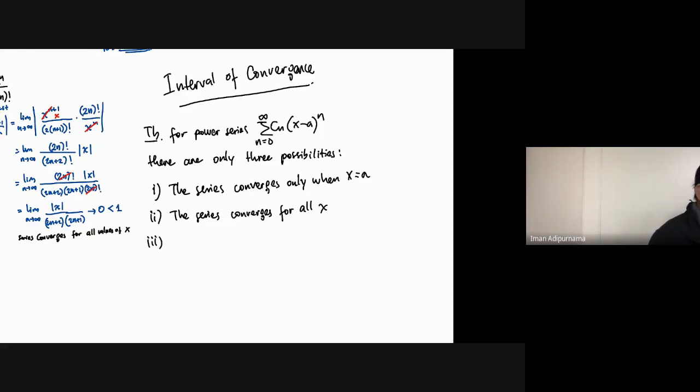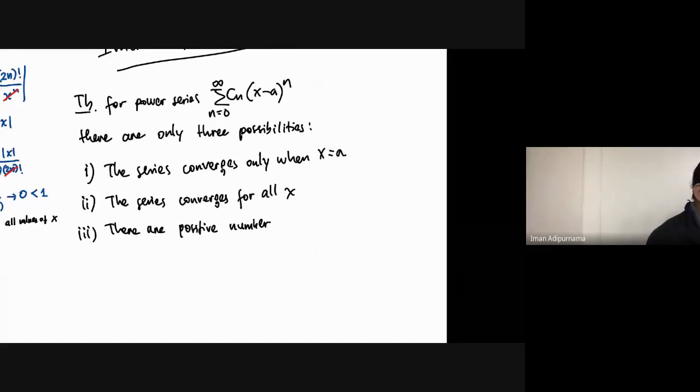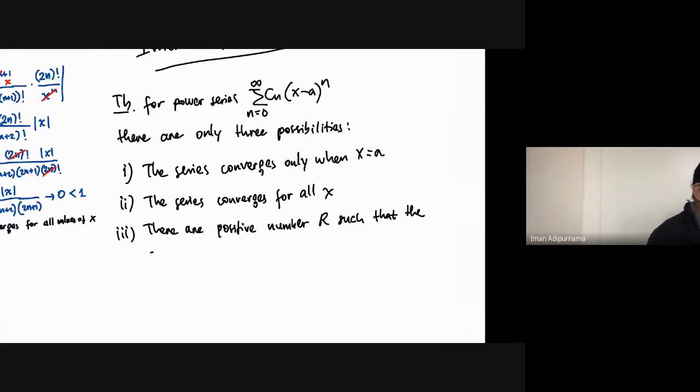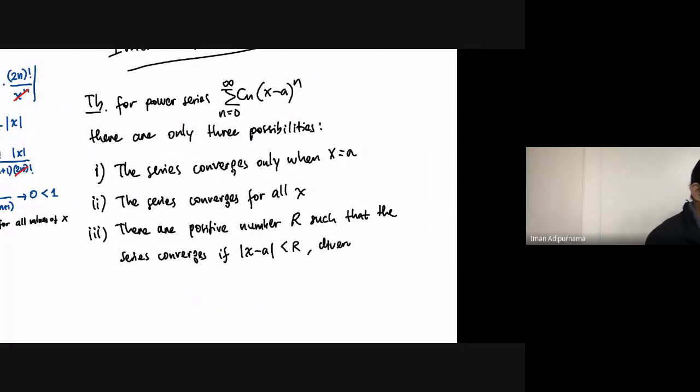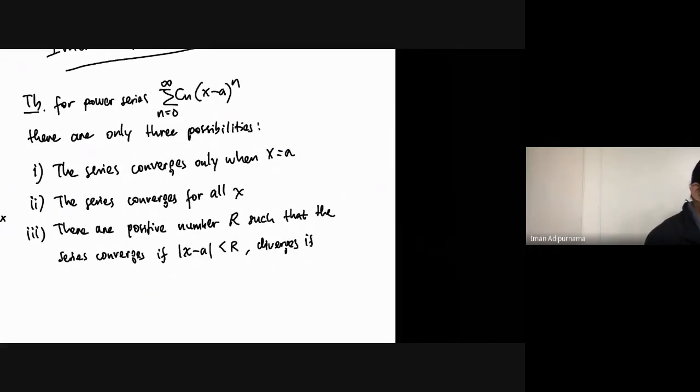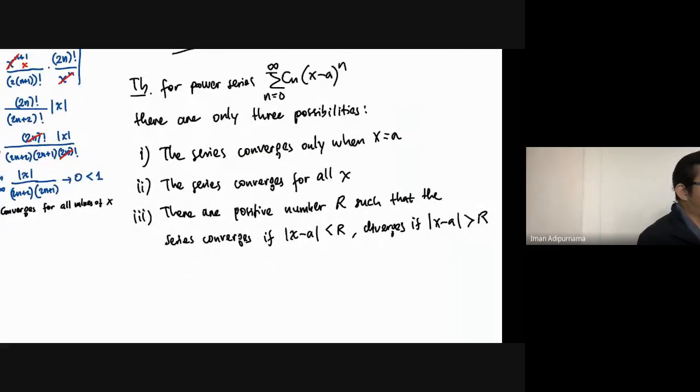And the third one, there is a positive number, let's say we define R, such that this series converges if absolute value of x minus a is less than R and diverges if absolute value of x minus a is greater than R. So the third one is actually our first example. The first and the second are the last two examples.